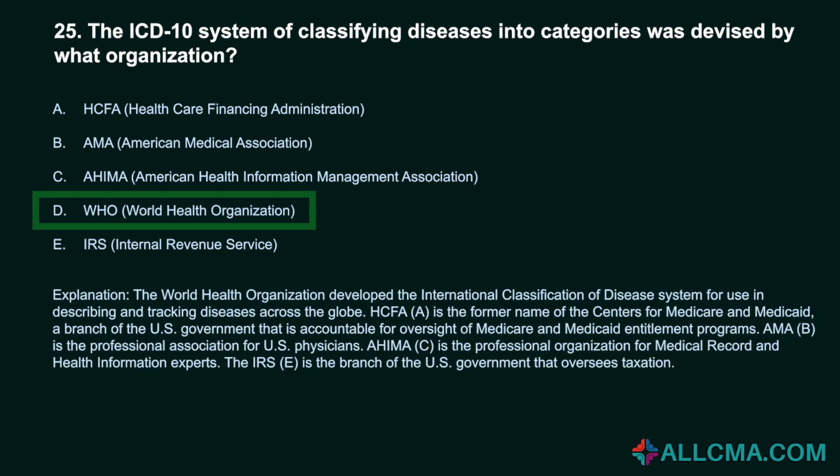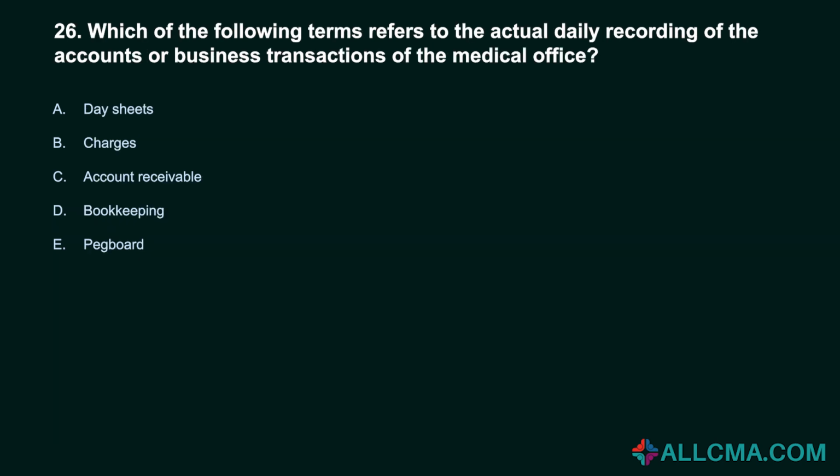The World Health Organization developed the International Classification of Disease system for use in describing and tracking diseases across the globe. HCFA, A, is the former name of the Centers for Medicare and Medicaid, a branch of the U.S. government that is accountable for oversight of Medicare and Medicaid entitlement programs. AAMA, B, is the professional association for U.S. physicians. AAMA, C, is the professional organization for medical record and health information experts. The IRS, E, is the branch of the U.S. government that oversees taxation.